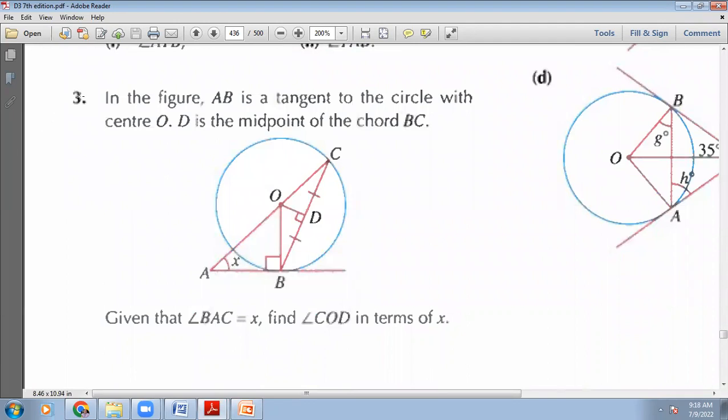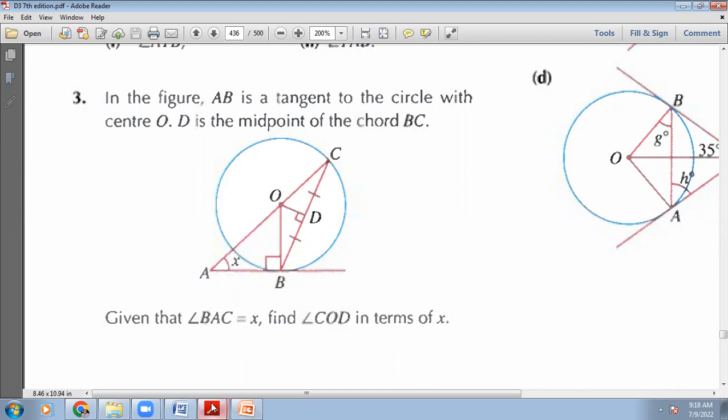Okay, the next question is, it says in the figure AB is a tangent to the circle with the center O. D is the midpoint of the chord BC. So if this is the midpoint, the line coming from the center will make 90-degree angle with it. So the chord will be bisected. This angle here will be also bisected because it's an isosceles triangle. Given that the angle BSC, this angle here, BSC is X, find the COD. They want COD. They want this angle. Okay, no problem.